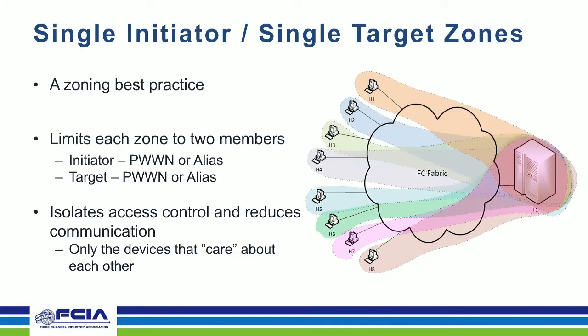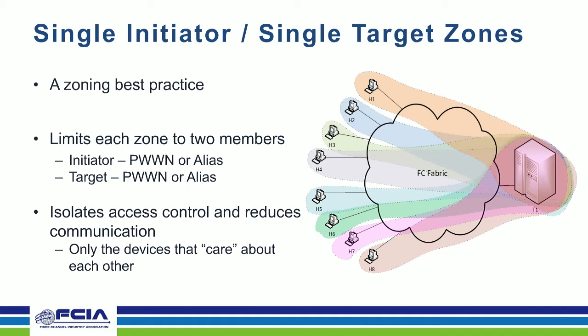Okay. So why do we want to do this? Well, we want to limit the zone to the two members, zoning them typically with their port worldwide name or a zone alias, which is typically an alias to their port worldwide name. We only want to limit the zoning to the two that care to talk to each other. This isolates who can talk to who, so that only the devices that want to talk can talk.